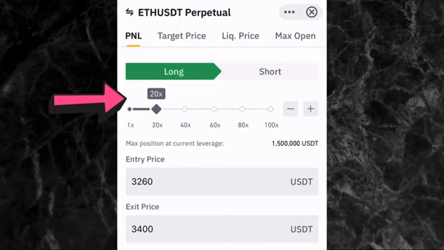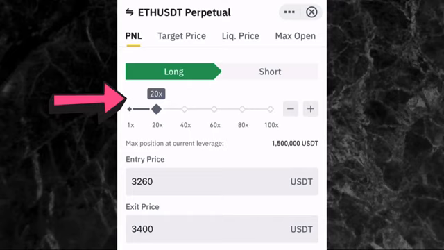And it's also the same thing if you should go down. So it means if you should go down by 1%, you're going to lose 20% of your money. If you should go down by 10%, you're going to lose 200%, which means you can even lose all your money. You can lose all. Remember at the beginning I said you can lose all your money with futures trading.